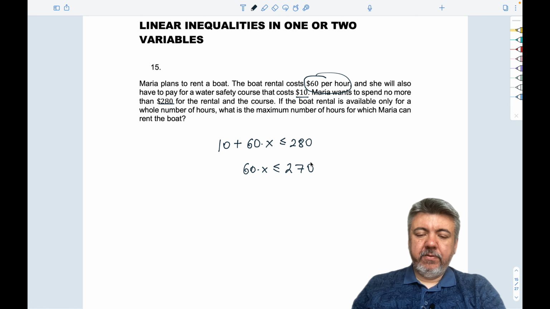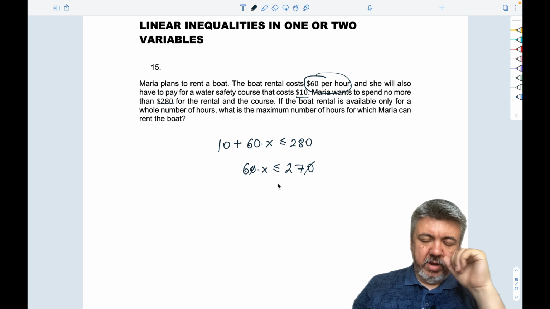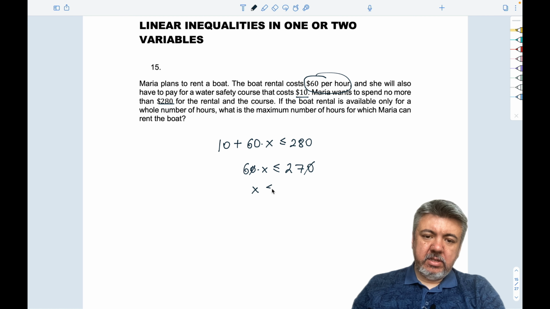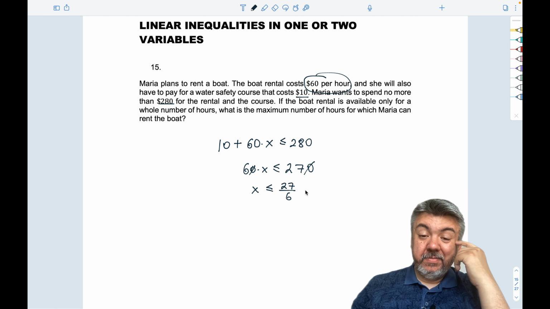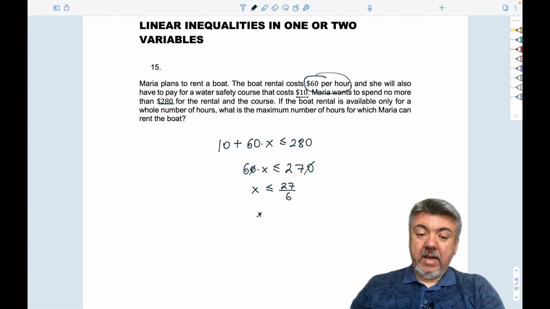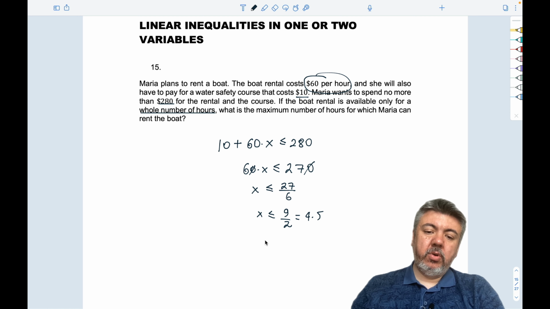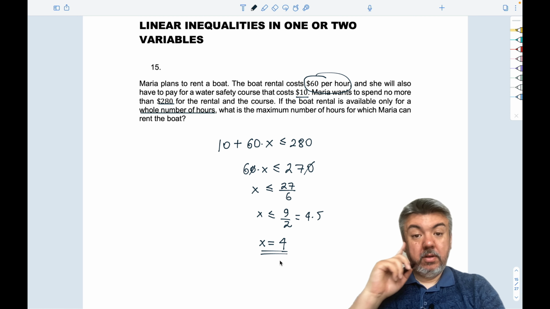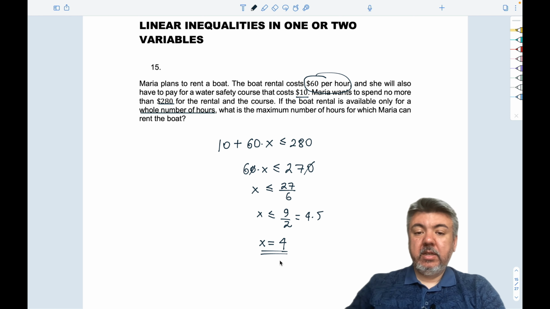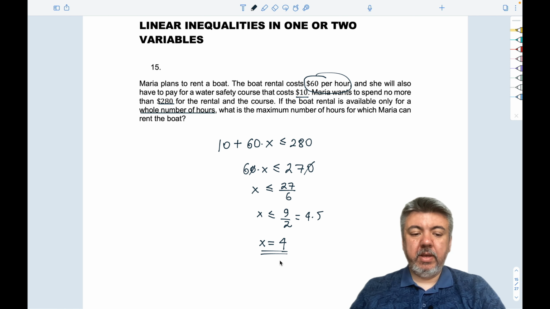Okay, let's do the division. First cancel zeros and divide by 6. x is less than or equal to 27 over 6, which is like, divided by 3, x is less than or equal to 9 over 2, that is 4.5. It says only for whole number of hours, like 4.5 hours is not accepted, so she will rent the boat for 4 hours. Not 5 hours. 5 hours will be more than what she wanted to pay.